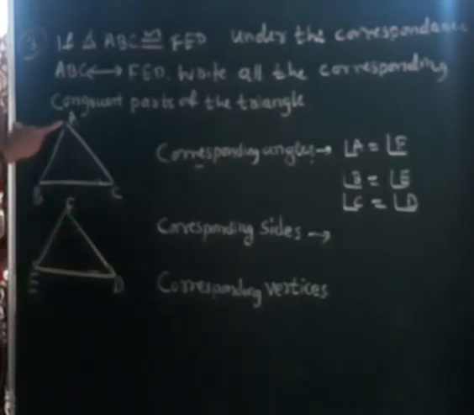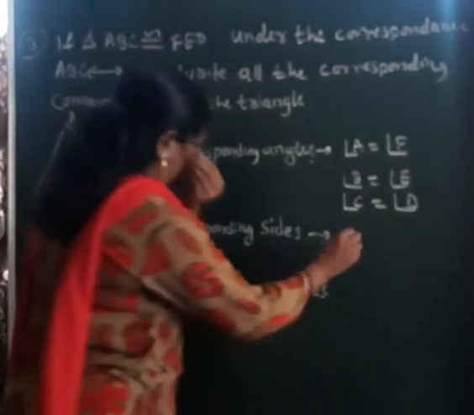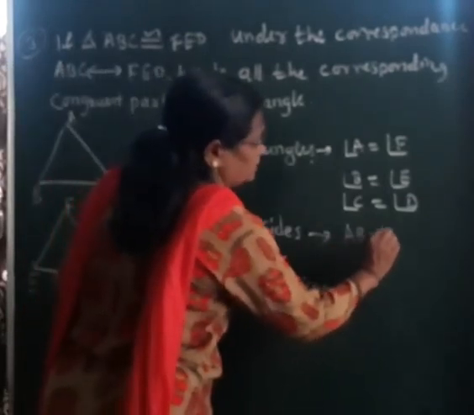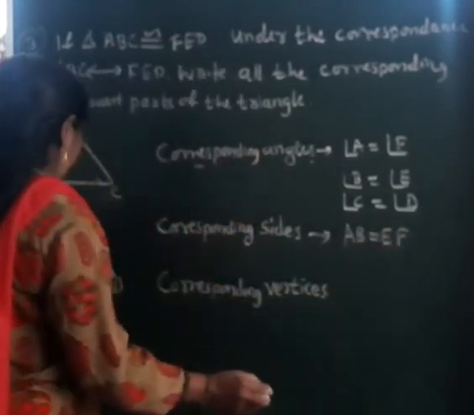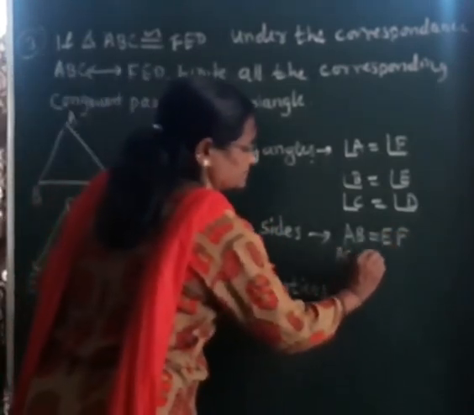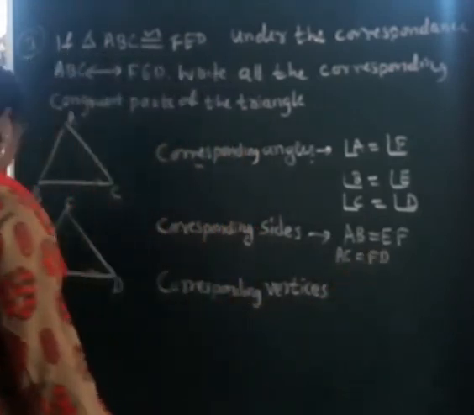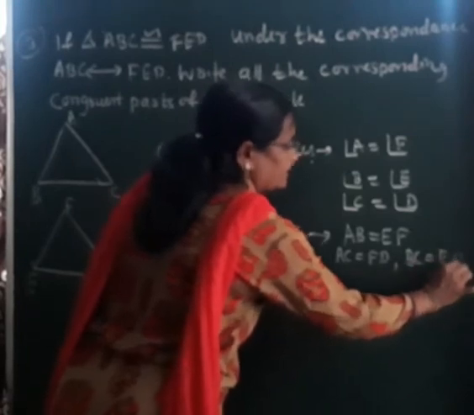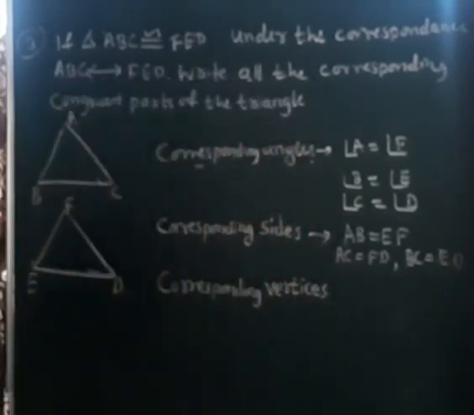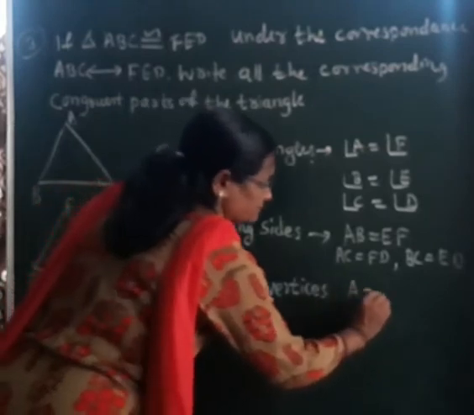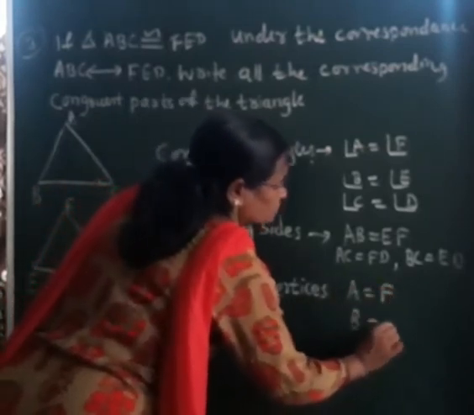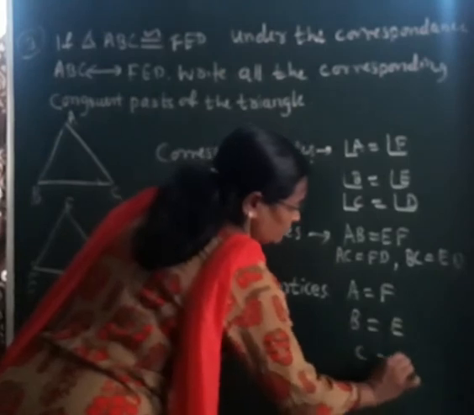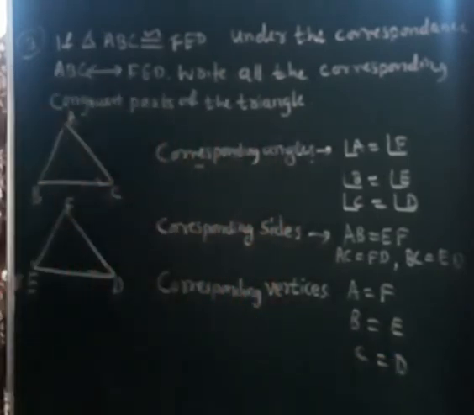Now corresponding sides. AB is equal to EF. AC is equal to FD. BC is equal to ED. Now corresponding vertices. A equals F. B equals E. C equals D. These are the corresponding parts of both triangles.